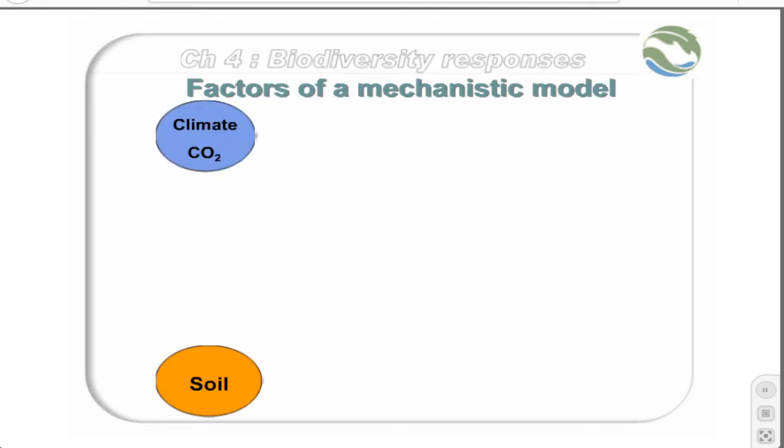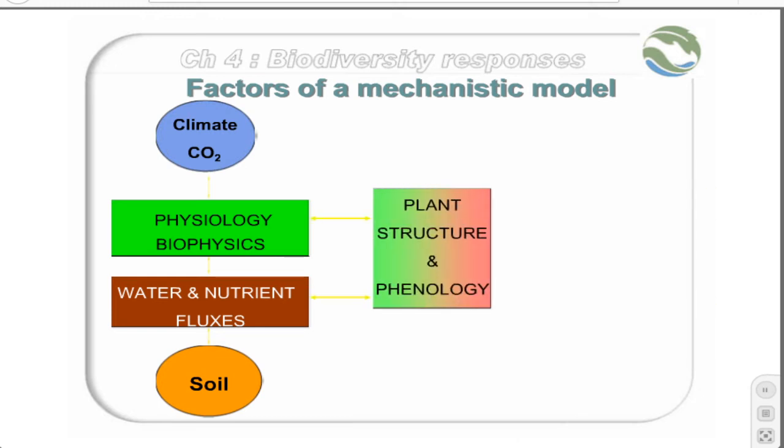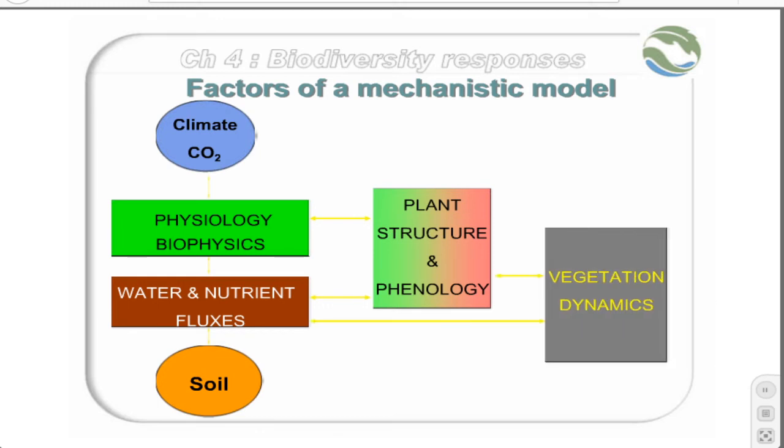Mechanistic models such as this combine a knowledge of the physiology and biophysics which govern plant growth, the physics of water and nutrient fluxes in the soil, aspects of plant structure and phenology, the timing of their growth, which then affect vegetation dynamics. And models such as this also can incorporate the effects of disturbance by, for example, fire. So these models are able to incorporate the direct effects of climate and the fertilizing effects of CO2 on plant growth and extrapolate that to vegetation dynamics.